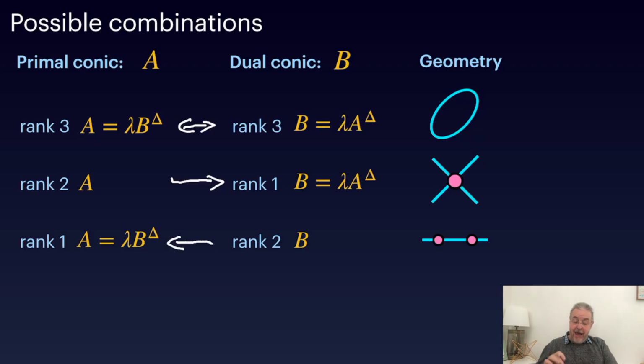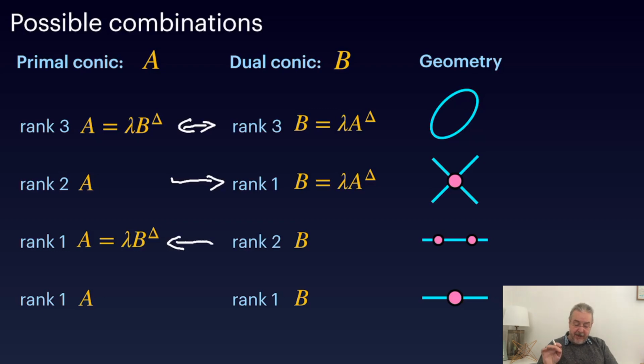And it may even happen that we have rank 1 on both sides. And in this situation, we can neither go from A to B nor from B to A. What we have is a double line with a double point on it. And so in that case, neither the primal nor the dual carries enough information to calculate the counterpart.